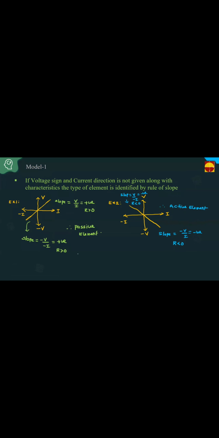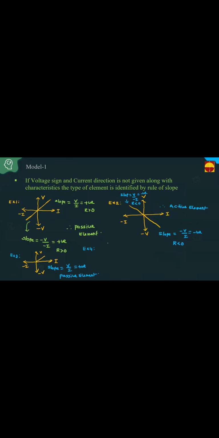Next, one more example, example 3. If the characteristics are given like this, with V, minus V, I, minus I, what is the type of element? Just find the slope. Slope equal to V by I. That is positive. Then which element? Passive element. This is also a passive element.